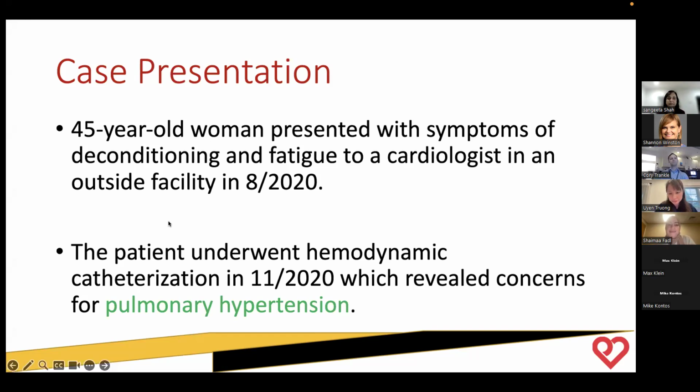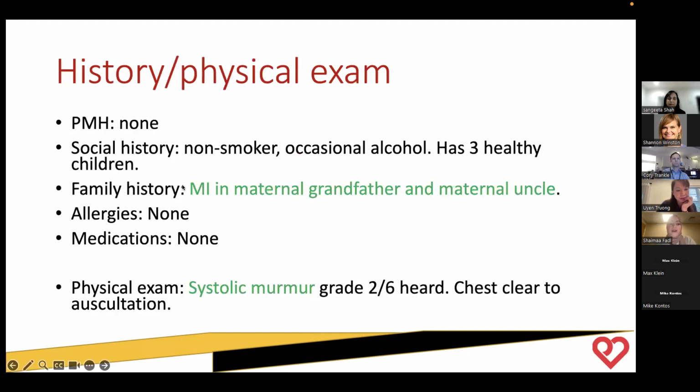The first case, she's a 45-year-old woman who presented with symptoms of deconditioning and fatigue at an outside facility. She was catheterized in November 2020, which revealed concerns for pulmonary hypertension. After that, she was referred to our center for further evaluation and detection of the underlying etiology of pulmonary hypertension. On family history, the patient had a prior history of myocardial infarction in her maternal grandfather and maternal uncle. On physical exam, the patient had a systolic murmur.